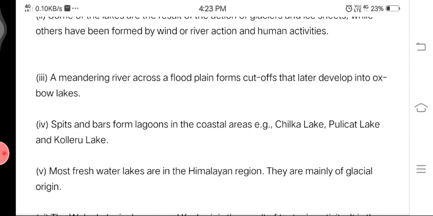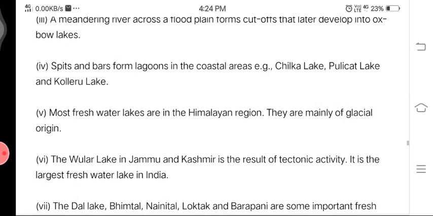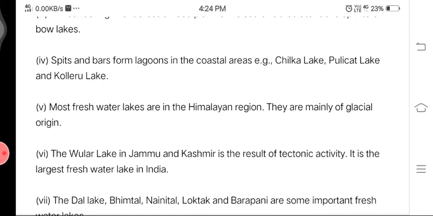Spits and bars form lagoons in the coastal areas, for example, the Chilika Lake, the Pulicat Lake, and the Kolleru Lake. Most freshwater lakes are in the Himalayan region, and they are mainly of glacier origin. It means the lakes are mainly made by the movement of the glaciers.